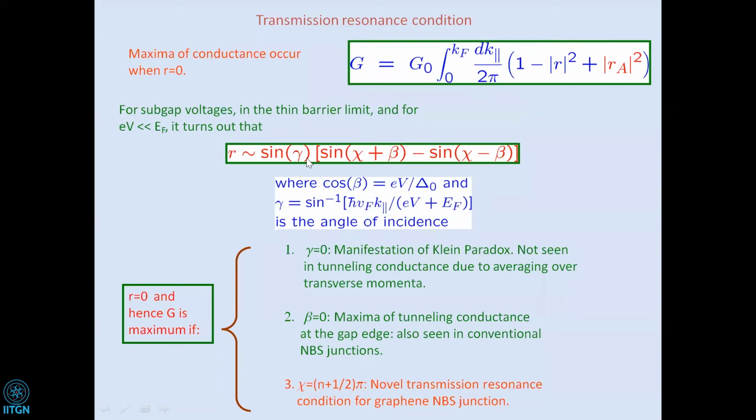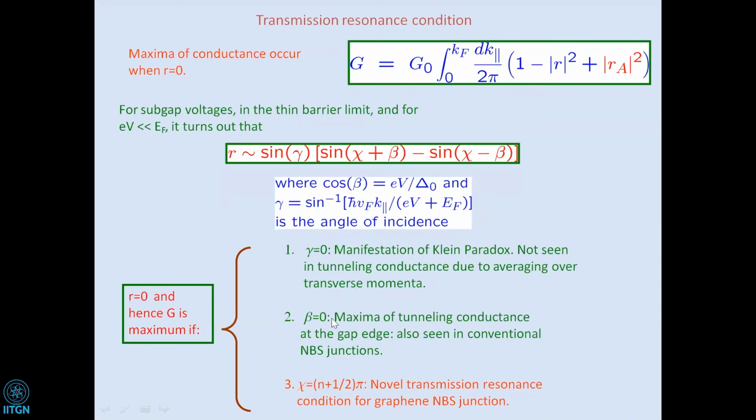So if I try to analyze this, where does r go to 0 when the tunneling conductance is maximum? Well, it goes to 0 if you have normal incidence, and that's a manifestation of Klein paradox. You remember that we told you that if an electron approaches a barrier in graphene perpendicular to the barrier, it cannot get reflected, and that's this factor of sine gamma. However, this is not the main thing here, because this just goes to 0 when there is normal incidence. The tunneling conductance, on the other hand, is a sum over all angles of incidence, and this is just a point in that sum. So it doesn't really make that much of a difference.